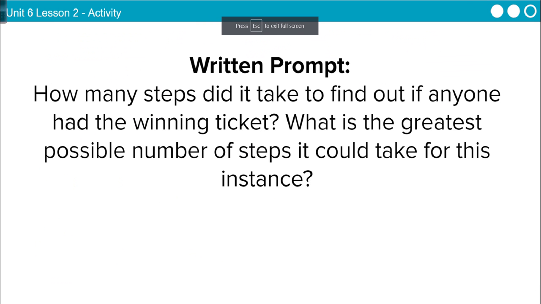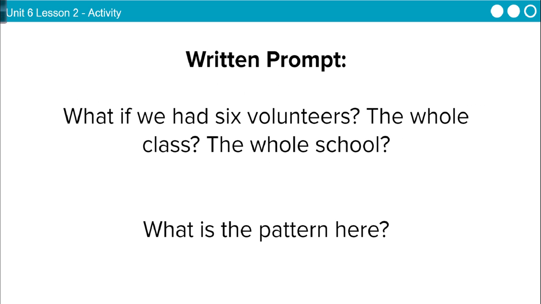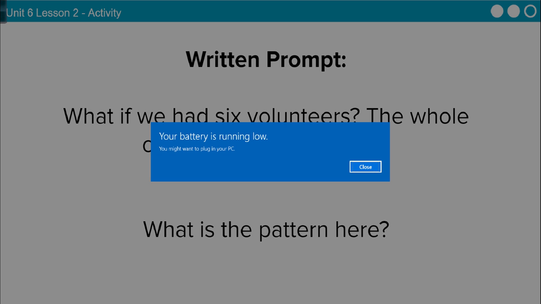So, how many steps did it take to find out who had the winning ticket? Well, it literally took me 1 step to look at each one. So, depending on how many people there are, it would take more. If we had 6 people only doing it, it should take 6 different steps, right? Look at the first person, compare it. Look at the second person, compare it. Look at the third person, compare it, and so on and so forth.